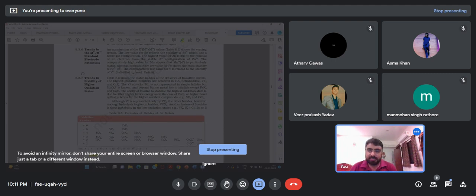Now coming to the trends in stability of higher oxidation states. Very important. Now when these metals combine with halides. What are halides? Fluorine, chlorine, bromine, and iodine. So when these elements, d-block elements, combine with halides, what is the chemical formula of all of them? It is mentioned over here.